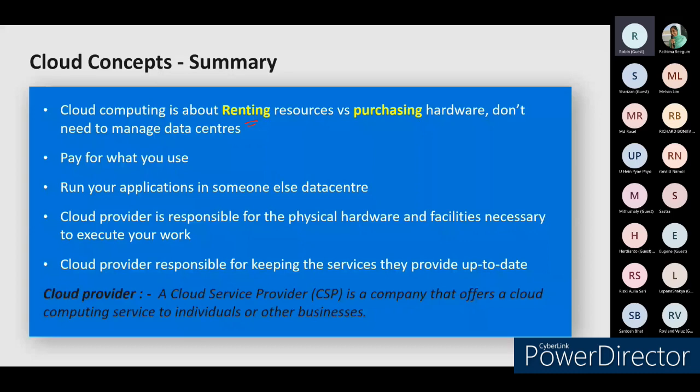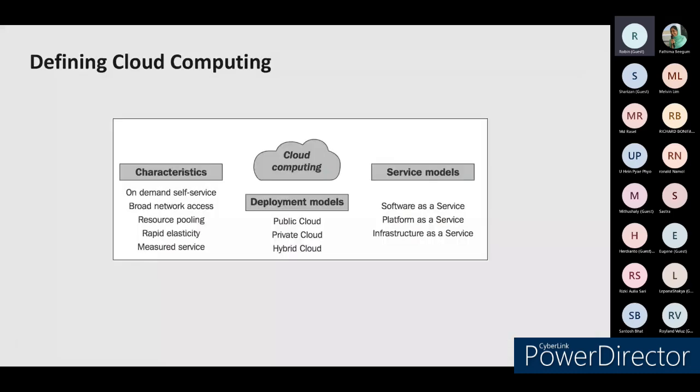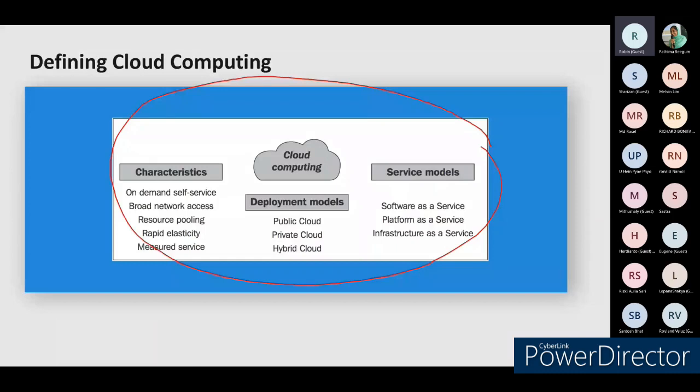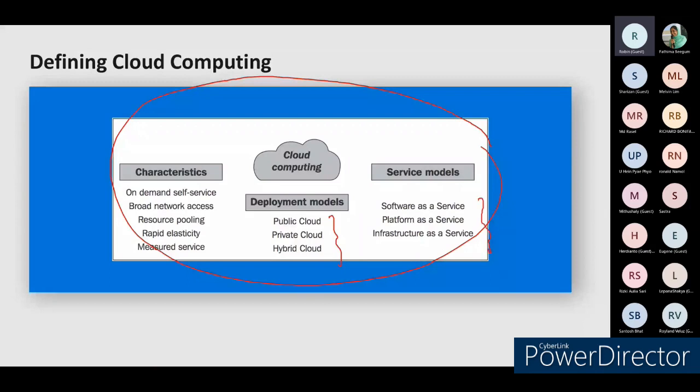Now, we understood these are the models that are supported. We have three deployment models, you have three service models, and you have five characteristics also. So if all of these are matching, then that solution is known as a cloud solution. Clear?